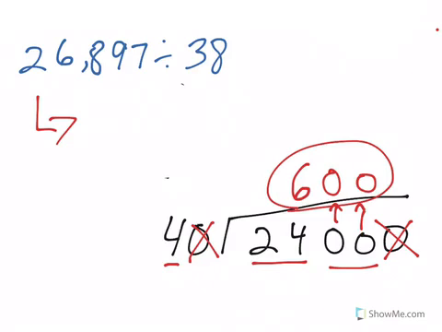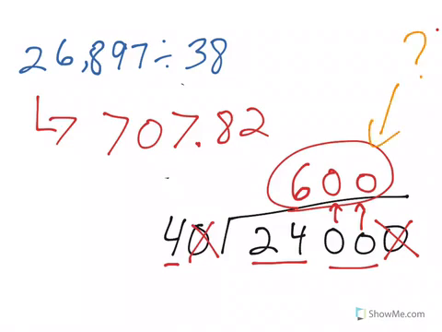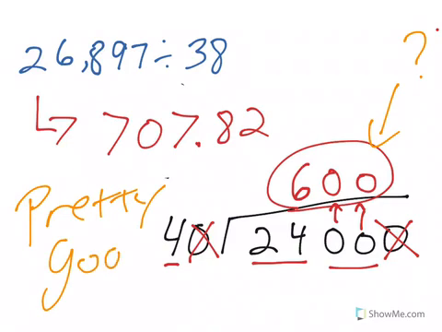If I actually do this problem, I'm going to end up with 707.82. I should say 707.815789. I went ahead and rounded. Now, does this make this a good estimate? Is that a good estimate? I would say it is pretty good. It's fairly accurate.